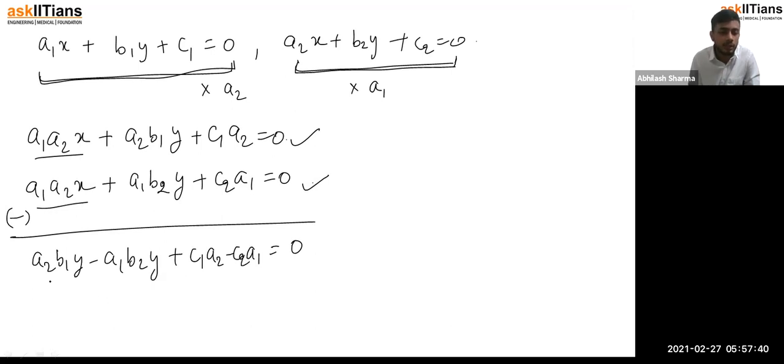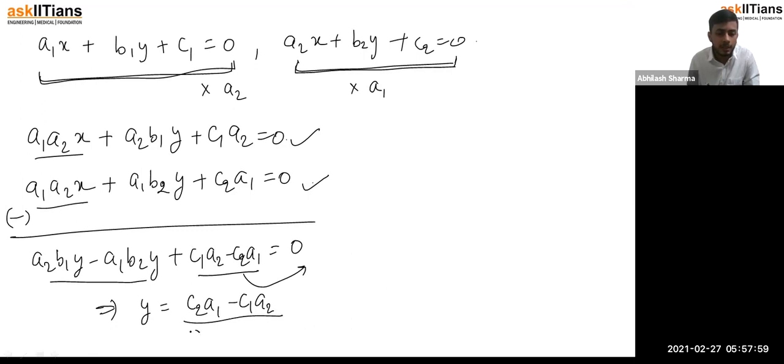So from here, if I take y common, and if I transpose this to this side, we are getting y is equal to C2A1 minus C1A2 divided by A2B1 minus A1B2. Okay, so that's what we are getting as the value of y.